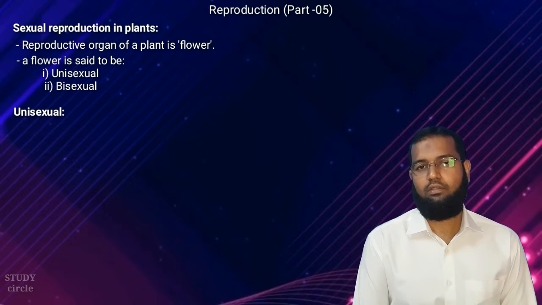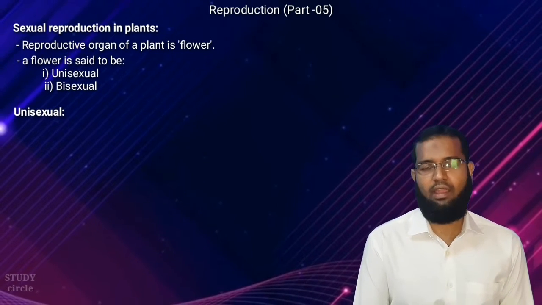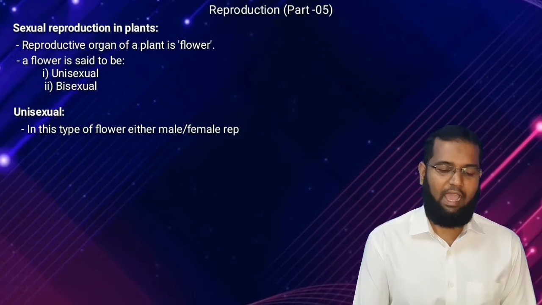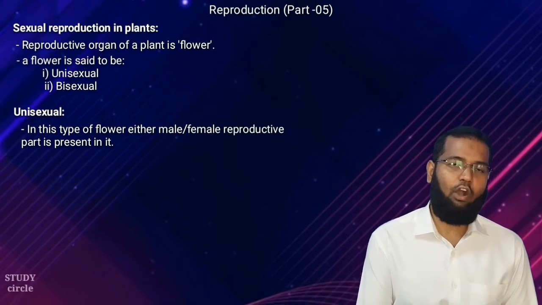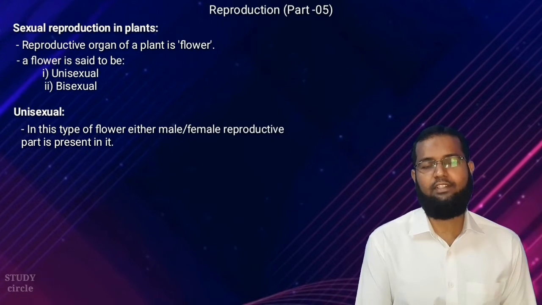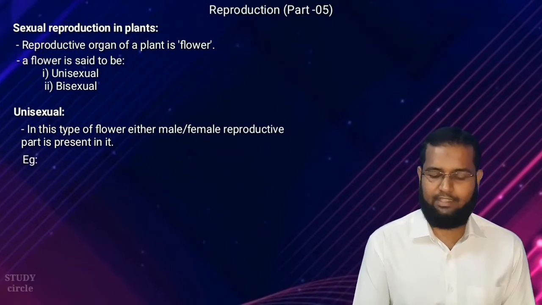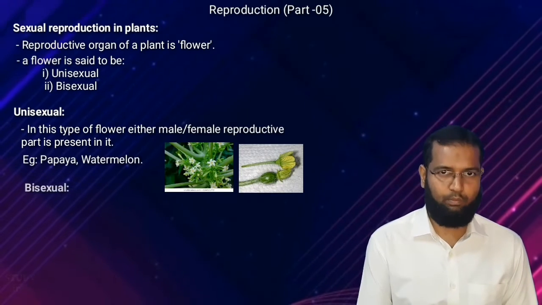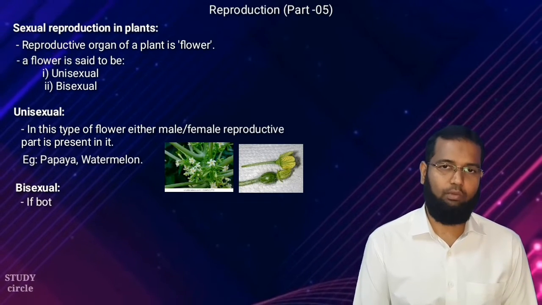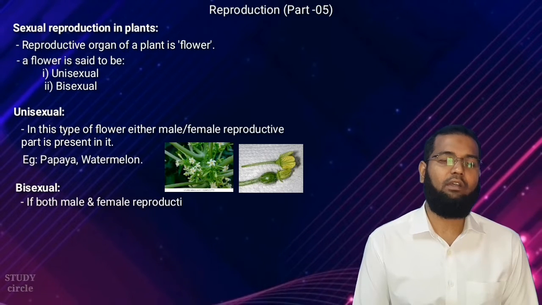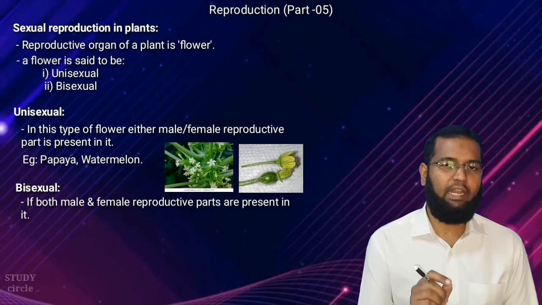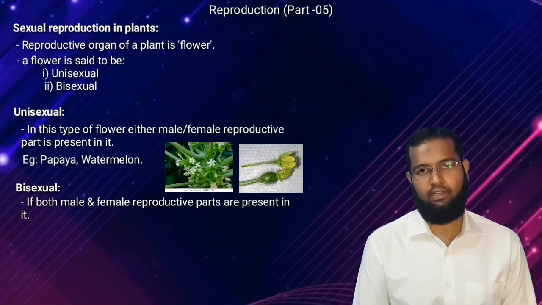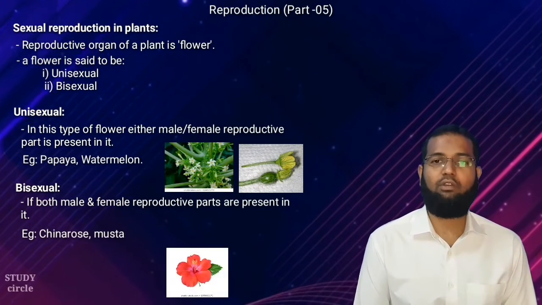Unisexual. Now, uni means one and sexual means sex. That means if a flower has either male or female reproductive part, then it is said to be a unisexual flower, and the examples are papaya and watermelon. When it comes to bisexual, bi means two. That means if a flower has both male and female reproductive parts, then it is said to be a bisexual flower. And the examples are China rose and mustard.